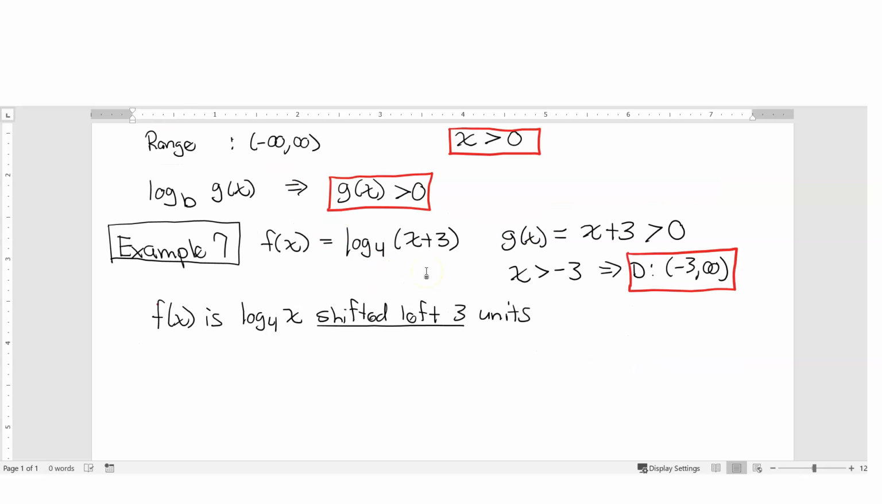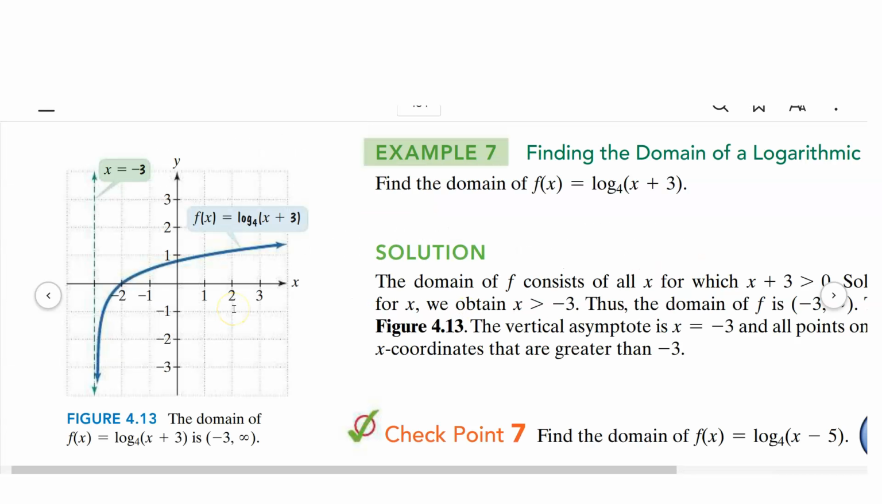This example also connects with the last topic we looked at, which was transformations of logarithmic functions. If you look carefully, you'll see that this plus 3 here is inside the argument of the function. That is a horizontal shift left 3 units. Figure 4.13 in your textbook shows the graph of this function, and notice, because of the horizontal shift, the graph has been shifted left 3 units, and the vertical asymptote that originally would have been at x equals 0 is now x equals minus 3. But again, our domain is all values from minus 3 to positive infinity, not including minus 3 itself.